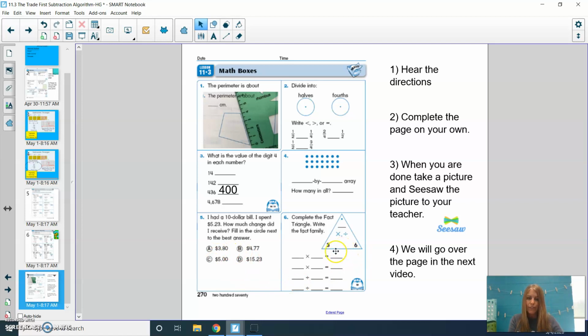And for the last one, for number 6, if you have a 3 and a 6, you need to first figure out that mystery number. So think about what 3 times 6 equals, and then you are able to figure out your fact family triangle.